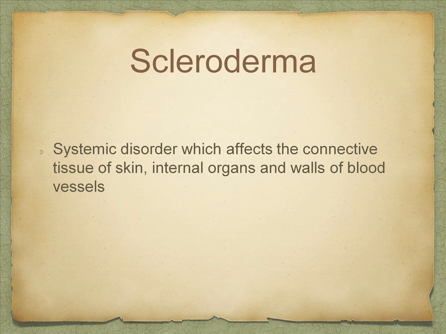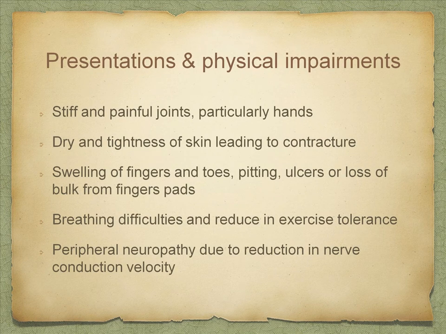Scleroderma. Scleroderma is a systemic disorder which affects the connective tissues of skin, internal organs, and walls of blood vessels. Besides stiff and painful joints, especially on their hands, scleroderma patients also suffer from dry skin and tightness which lead to contracture. They may present with swelling of fingers and toes, pitting, ulcers, or loss of bulk from finger pads. Other clinical presentations include breathing difficulties and reduced exercise tolerance, peripheral neuropathy due to reduction in nerve conduction velocity.